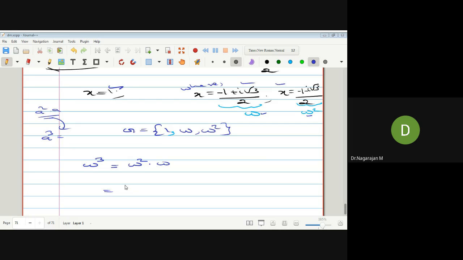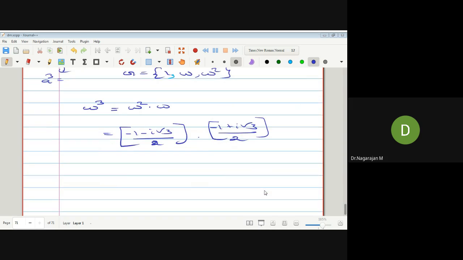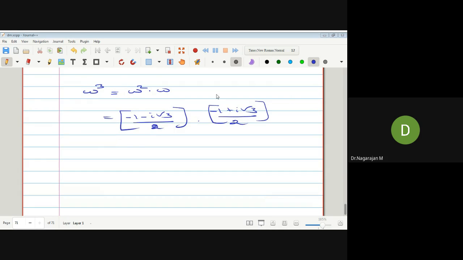Then what is omega squared value? Minus 1 minus I root 3 divided by 2, into omega value, into minus 1 plus I root 3 divided by 2. Then how to simplify? So this divide is no problem. 2 into 2 is 4. We'll take outside 1 by 4.